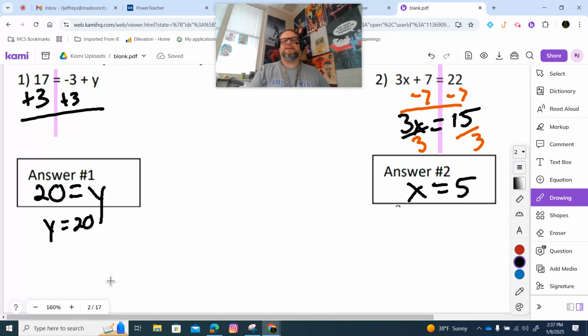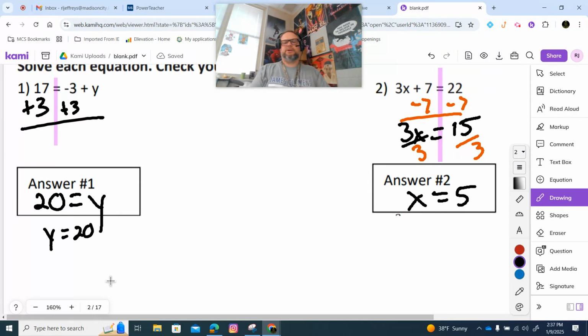No, dang it. I missed a perfect opportunity to do number 2 in brown. All right. Number 2, adding 7 or subtracting 7 because it's being added. I get 15. Then I divide by 3. I get 5.